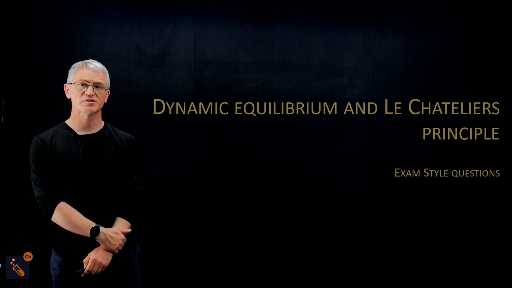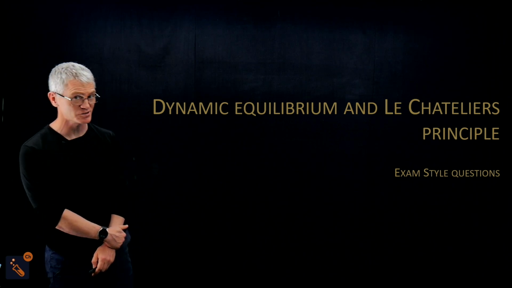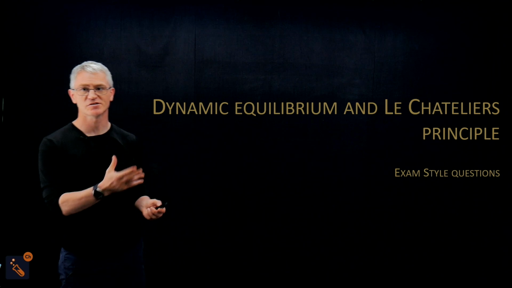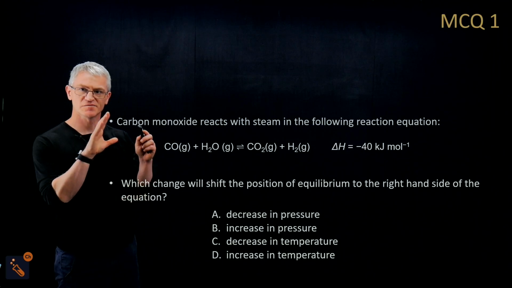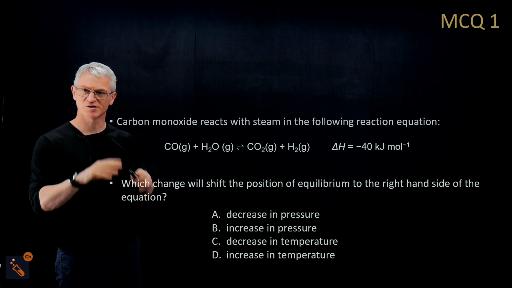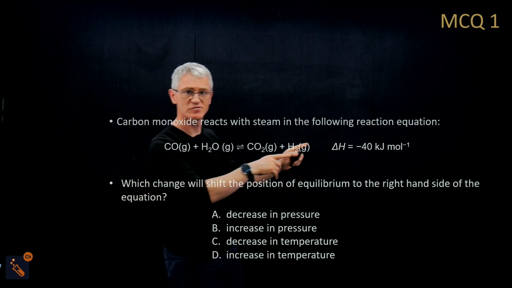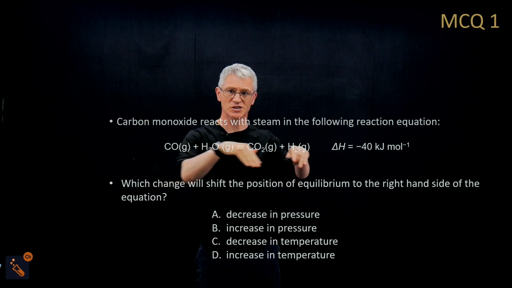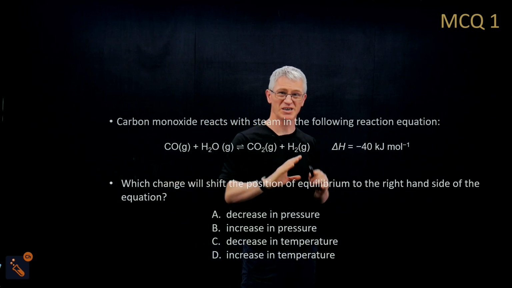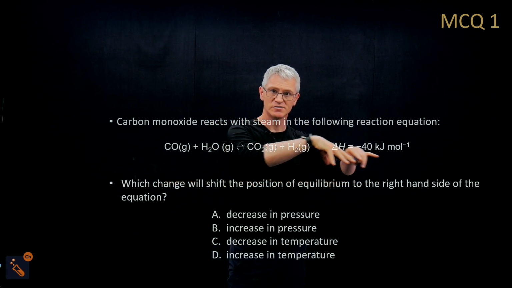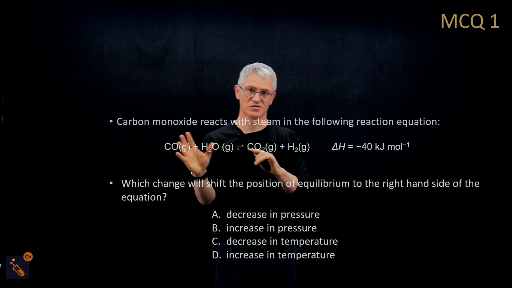So in this video, we're going to talk about dynamic equilibrium and Le Chatelier's principle, but this time it's the exam style questions. So really, really important. So if we look here, carbon monoxide, first MCQ, we're going to go through 3 MCQs first of all, and you can see it's an exothermic reaction, minus 40. Which change will shift the position of equilibrium to the right, so make more yield, right? To the right-hand side. So you want it to go to the right-hand side.